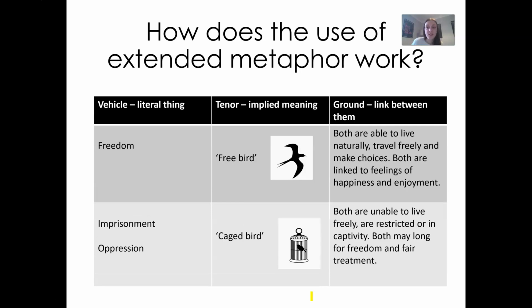Okay, so freedom in the poem is conveyed through a comparison to the free bird. In fact, Maya Angelou doesn't need to specifically say that this is a poem about freedom. She uses the bird as a symbol to represent that idea. So the free bird is linked to ideas of freedom because there is a ground between them. Both are able to live naturally, travel freely, make their own choices. Both might be linked to feelings of happiness and enjoyment. Okay, add to your grid if there's some ideas here that you haven't yet included.